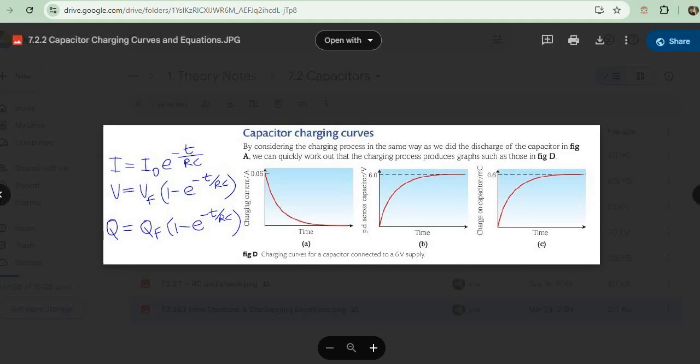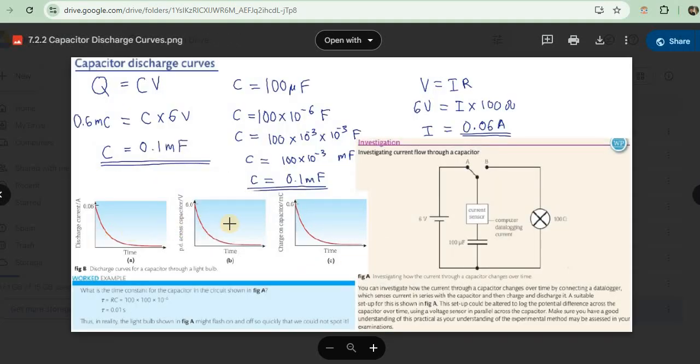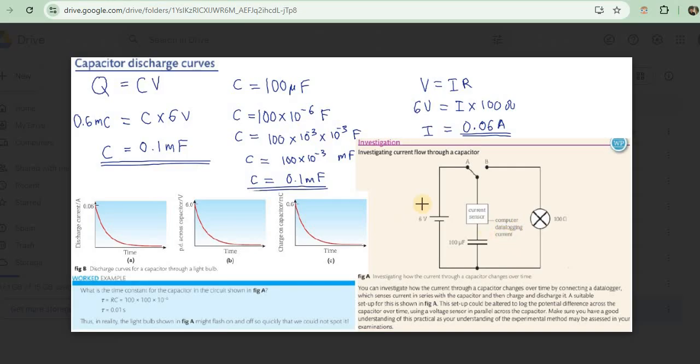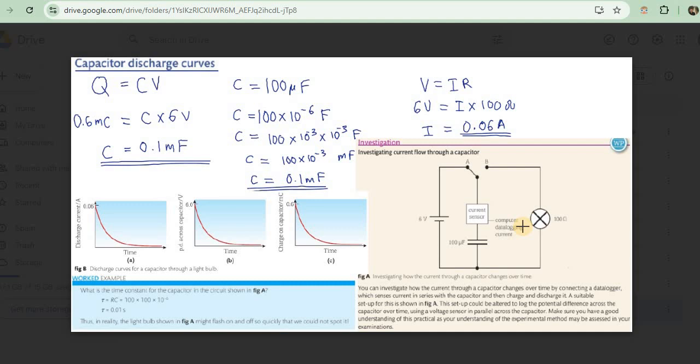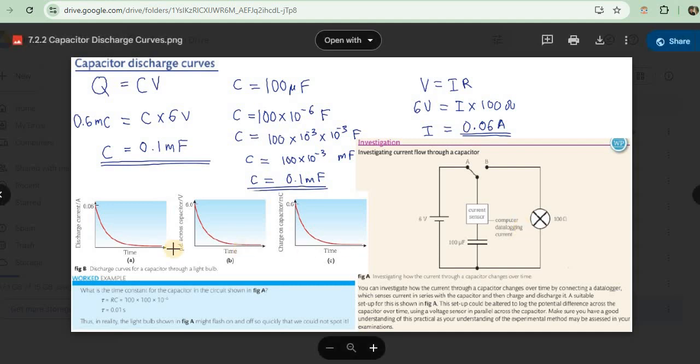So you see this diagram, we can get these graphs from this. Okay, the current sensor, computer, data logging current. So it's connected to a computer and it can give us a graph of how potential difference varies with time, how charge varies with time, how current varies with time for the capacitor charging and also for the capacitor discharging.